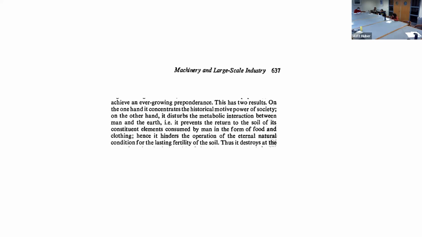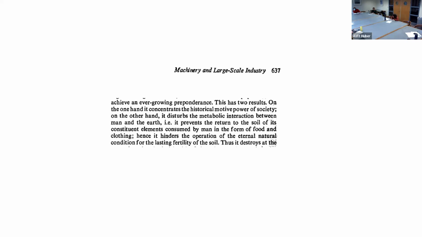It prevents the return to the soil of its constituent elements consumed by humans in the form of food and clothing. This is what ecological Marxists call the metabolic rift, where humans consume stuff and create waste that has to go back into the soil. But when all the humans go into the cities, all that waste just gets dumped in the water and doesn't go back to the soil where the food came from, right? So there's this rift. Hence, it hinders the operation of the internal natural condition of the lasting fertility of the soil.